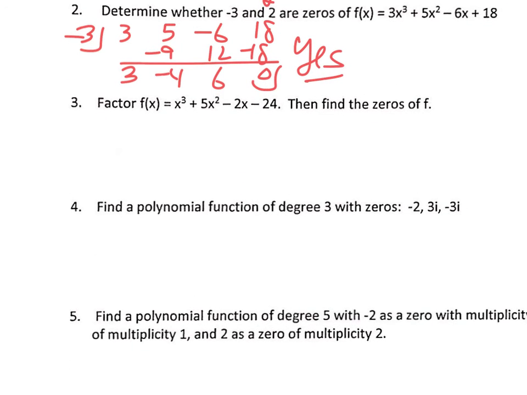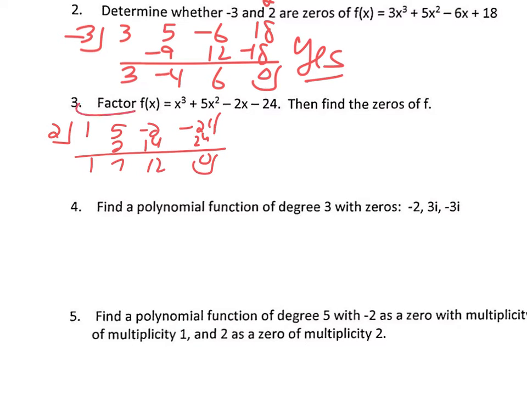3 says find the zeros. This one says factor it. Punch it in your calculator, see where it crosses the x-axis, and let me see here. And it looks like it crosses at +2, so put 2 in the box, 1, 5, -2. And it also looks like it crosses a couple of other points, and you could try those also. It doesn't matter which one you pick. Do synthetic here. That's 14, 12, 24. Should get a 0. Okay, so it says factor here.